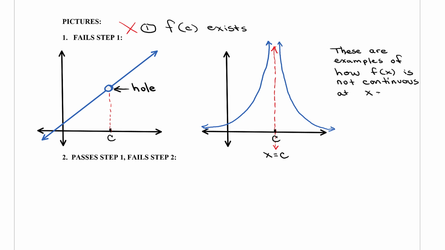So now we're going to go ahead and move on to our second picture that we're going to draw here. It's going to pass step 1 in this case, but it's going to fail step 2. If you recall, step 2 or condition 2 stated that the limit as x approaches c of f of x exists. That means that the right-hand limit is equal to the left-hand limit. So for our condition 1, in order for a function to be continuous, f of c exists, we're going to make sure that it passes that step.